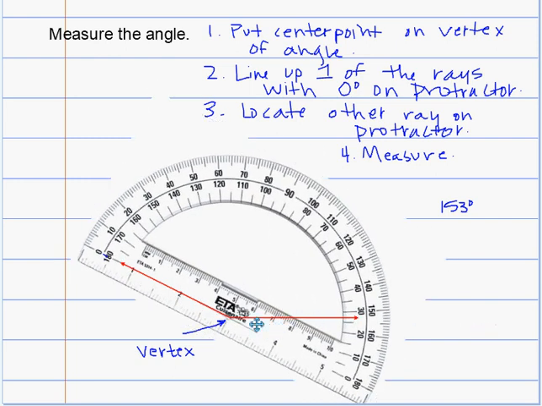There we go. Center point lined up on the vertex, and I have this side, this ray, lined up with 0. Now, keep in mind that the 0's on the outside this time. So I did one, put the center point on the vertex of the angle. Number 2, line up one of the rays with 0 on the protractor. I did that, right? It's lined up.